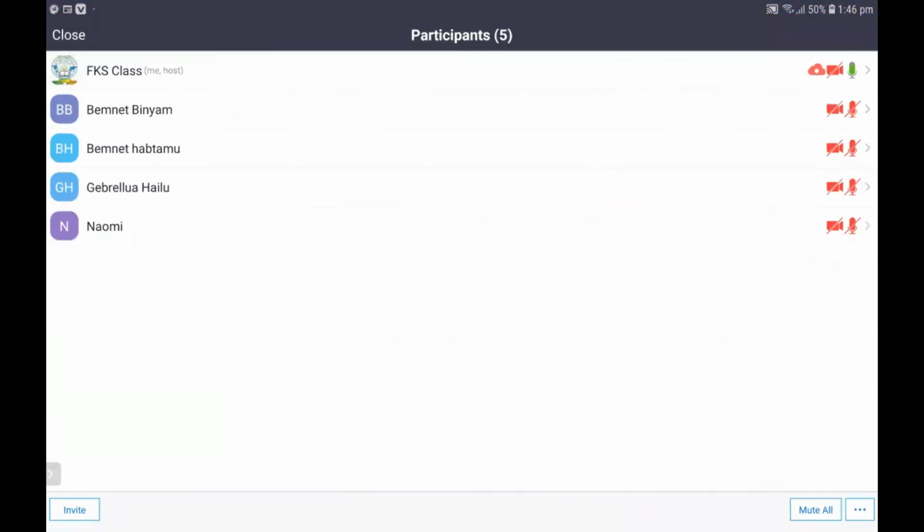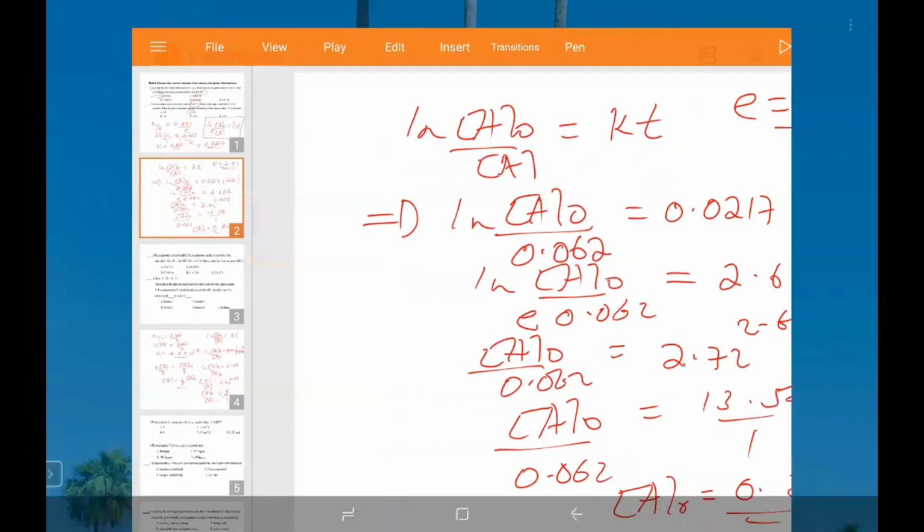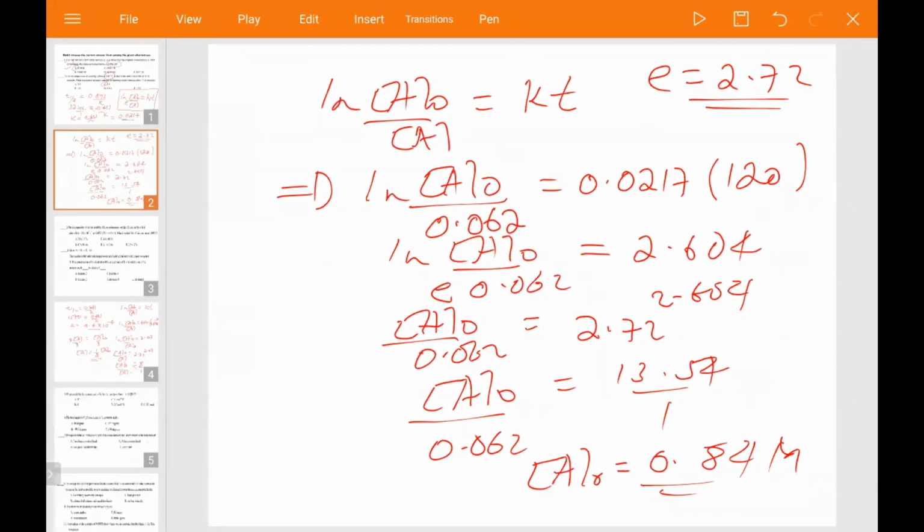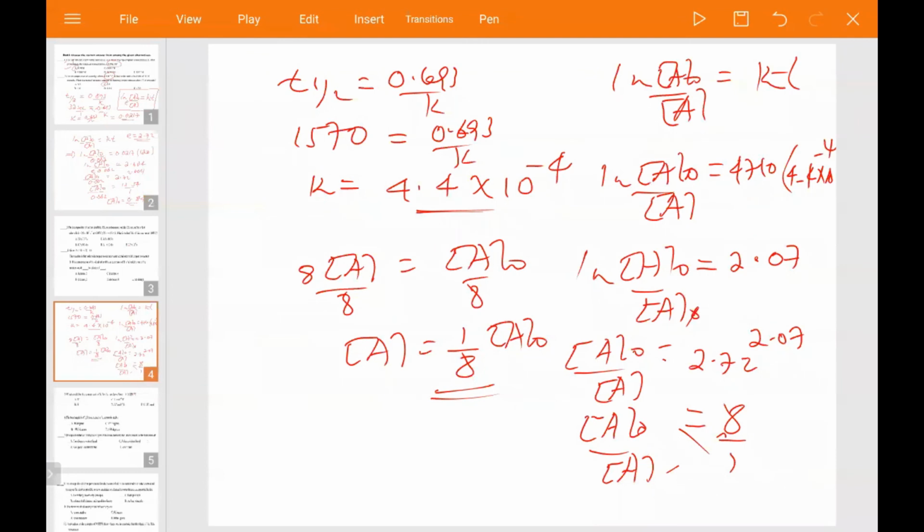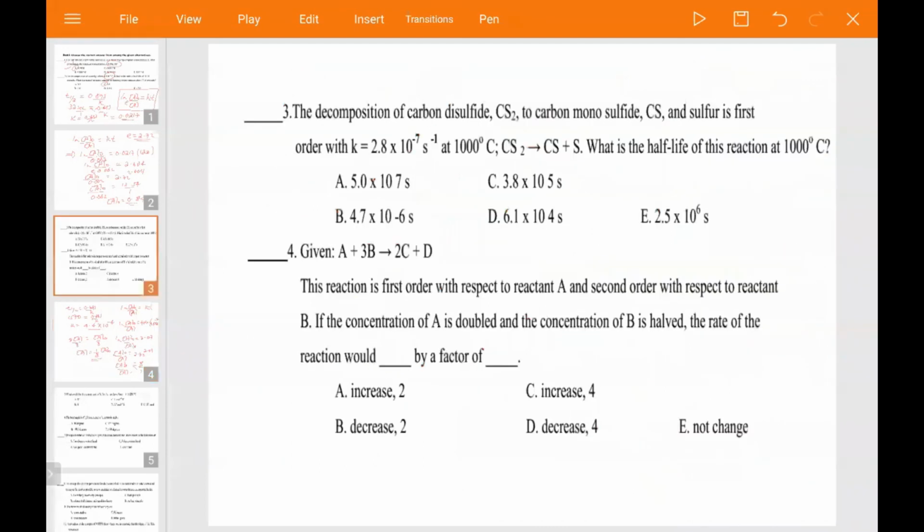Is that clear? So 1 over 8 is what remains. This is how we solve it. Any questions here? Okay, if there are no questions, work on number 3 by yourselves: the decomposition of carbon disulfide to carbon monosulfide. What is the half life of this reaction? It is simple, isn't it? Number 3, try solving it. I'll give you 2 minutes.